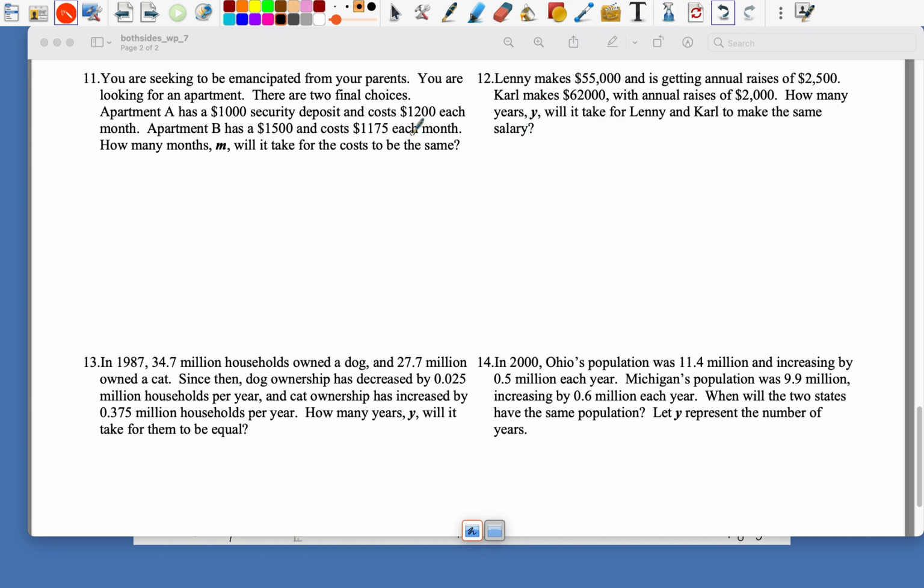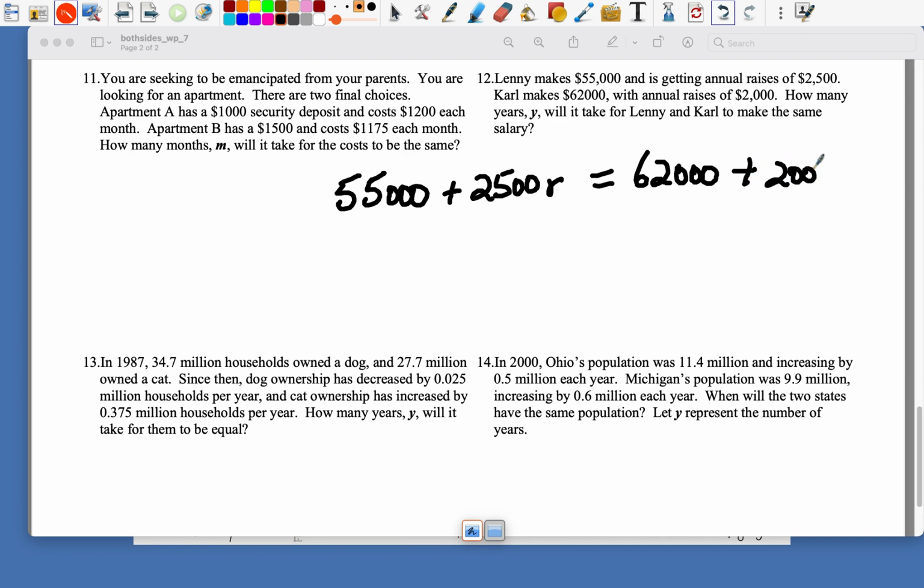Lanny makes 55,000, and gets an annual raise of 2,500. Carl makes 62,000, gets an annual raise of 2,000. After how many years will it take for them to make the same salary? So one guy's making $55,000, and every year gets a $2,500 raise. So let's call that R. The other guy makes $62,000, and gets raises of $2,000. So although one person starts with a higher salary, eventually this guy over here will catch up.